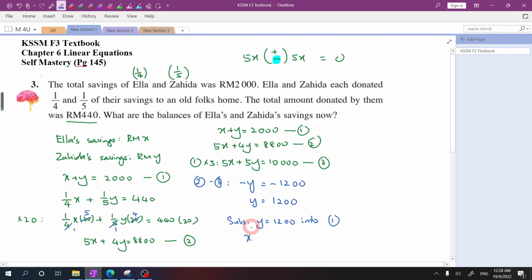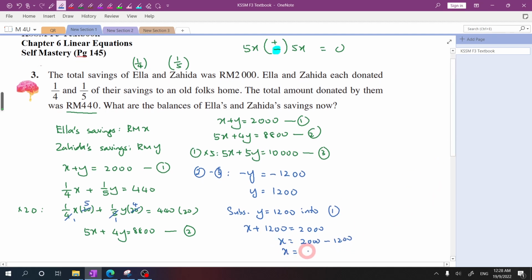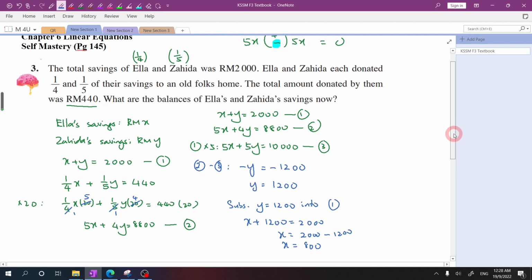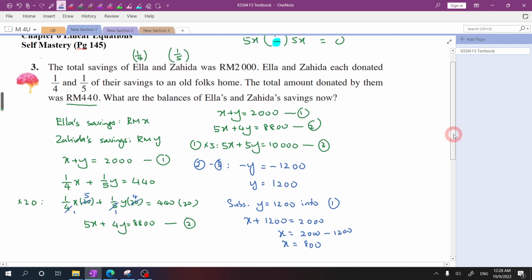x plus y, now we know that y is equal to 1200, is equal to 2000. So x is equal to 2000 minus 1200, which is equal to 800. Now we know that Ella's saving is 800 ringgit and Jahida's saving is 1,200 ringgit before they donated the money to the old folk home.